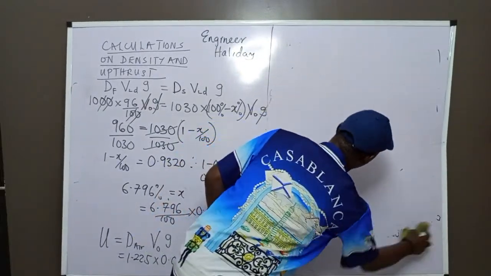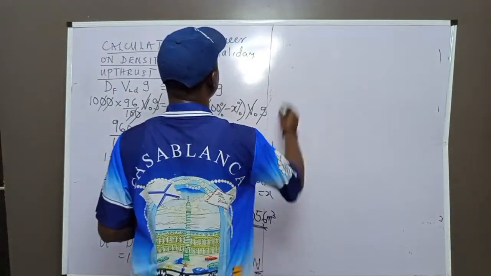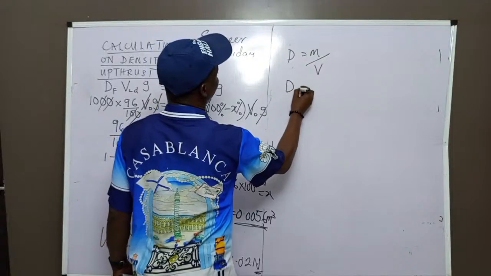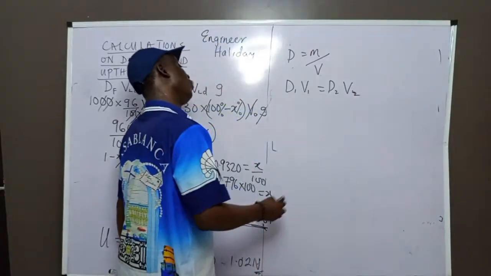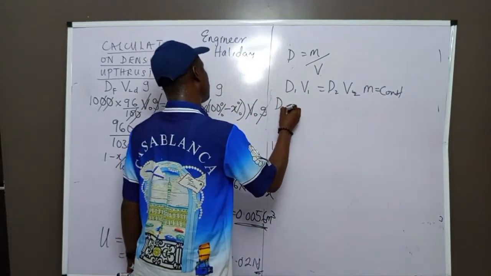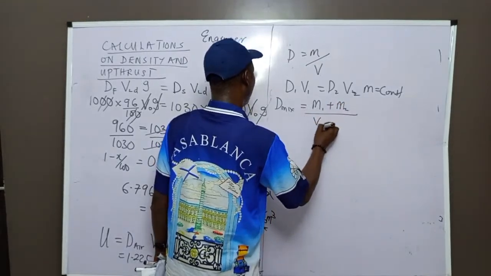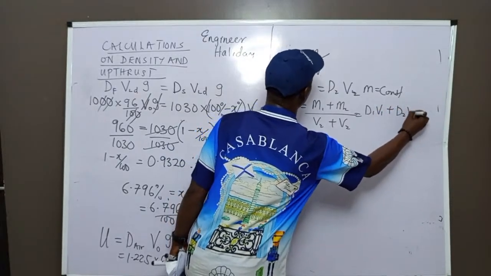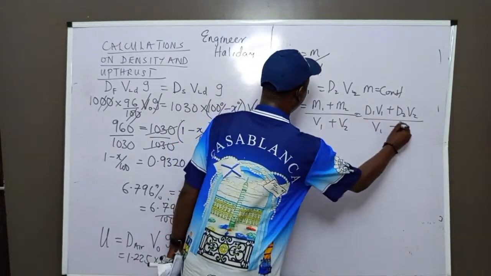I want to do a summary of what we have done so far. Now, we have talked about density being equal to mass over volume. If the mass is constant, we say density 1 times volume 1 equals density 2 times volume 2. Then we also say density of mixture is equal to mass 1 plus mass 2 over volume 1 plus volume 2, or density 1 volume 1 plus density 2 volume 2 all over volume 1 plus volume 2.